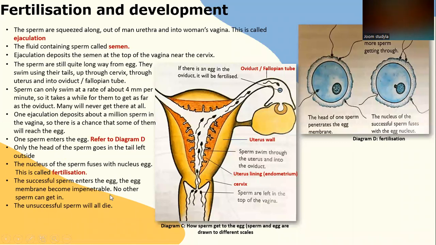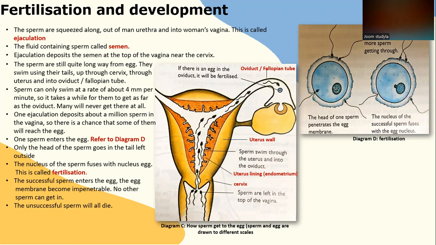Fertilization and development. The sperm are squeezed along out of the man's urethra and into the woman's vagina. This is called ejaculation. The fluid containing sperm is called semen. Ejaculation deposits the semen at the top of the vagina near the cervix. The sperm are still quite a long way from the egg. They swim using their tails up through the cervix, through the uterus and into the oviduct, the fallopian tube.